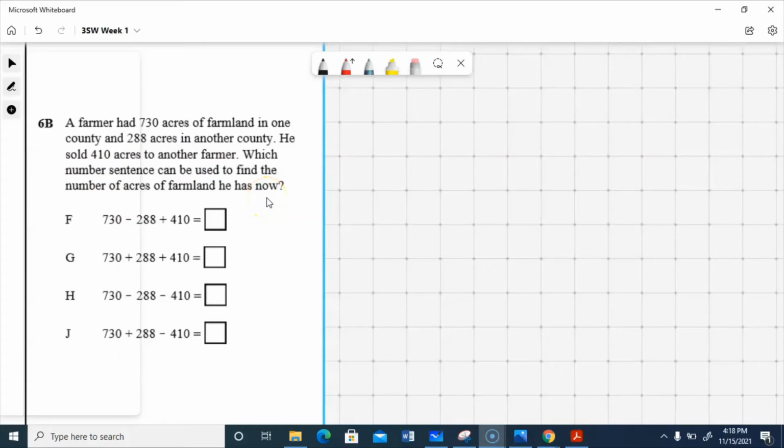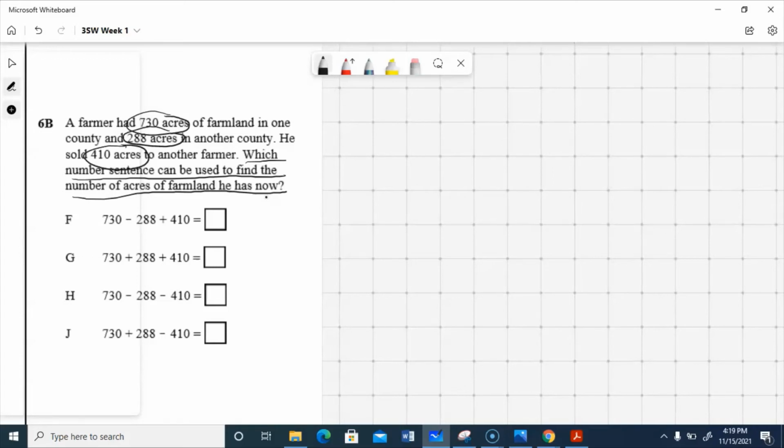Okay. So in order to understand what's going on, I'm going to underline the question. Okay, and the question is, which number sentence can be used to find the number of acres of farmland he has now? Important information. Okay, it looks like he has 730 acres in one county and 288 acres in another county. And then he sold 420 acres. Okay, when you sell it, he doesn't have it anymore. So it looks like something I'm going to take away. And it looks like these two right here are how much he has in the two different counties. I'm probably going to put those two together.